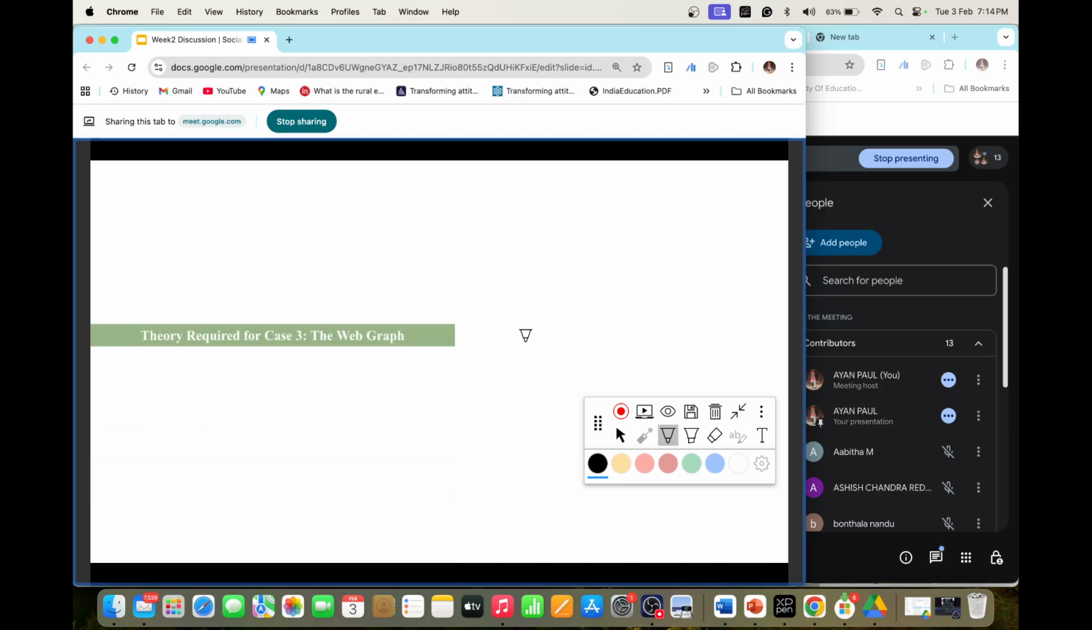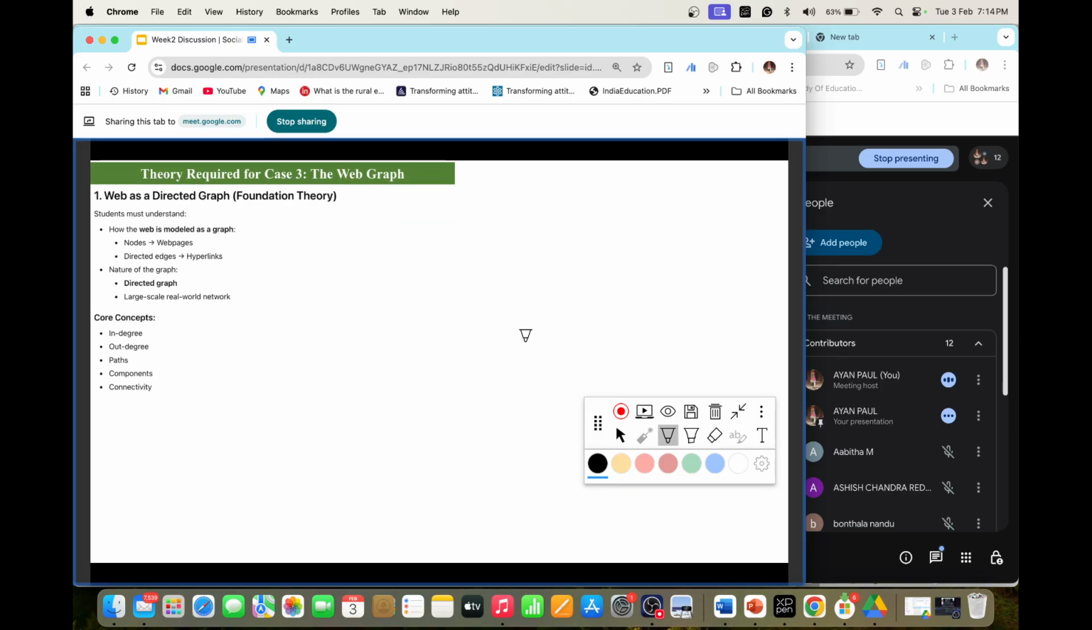Okay, so what you need to know about this case 3. So the web as a directed graph. Nodes will be web pages, directed edges will be hyperlinks, nature of the graph will be directed, a large scale real world network. Core concepts: in-degree, out-degree. Now it is not just degree. Degree applies only in an undirected graph, but whenever you have a directed graph, you will have two types of degree, in-degree as well as out-degree. Okay, path, component as well as connectivity.